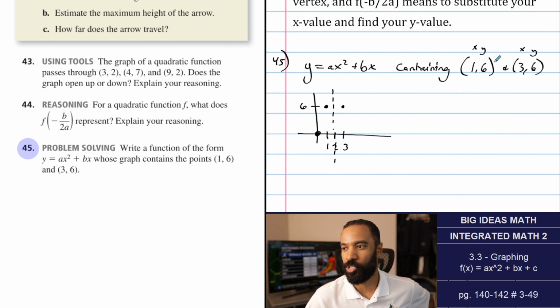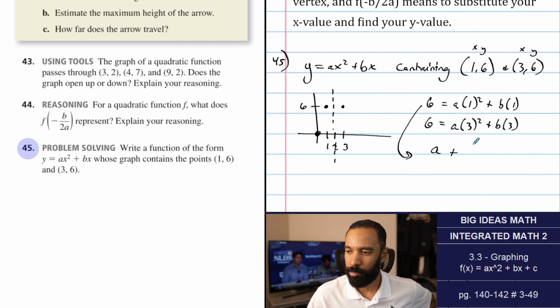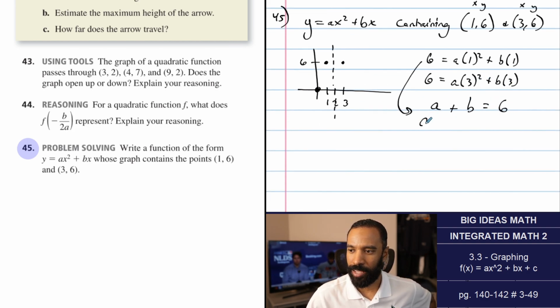So we substitute 1 for x and 6 for y in one equation, and we have 6 equals a times 1 squared plus b times 1. And 6 equals a times 3 squared plus b times 3. This is better rewritten: 1 squared is 1, times a is a, plus 1 times b is b, equals 6. And this one is 9a plus 3b equals 6.